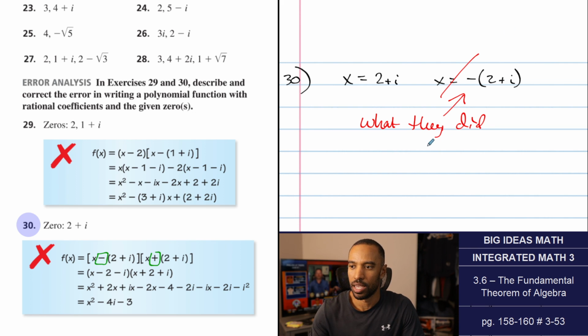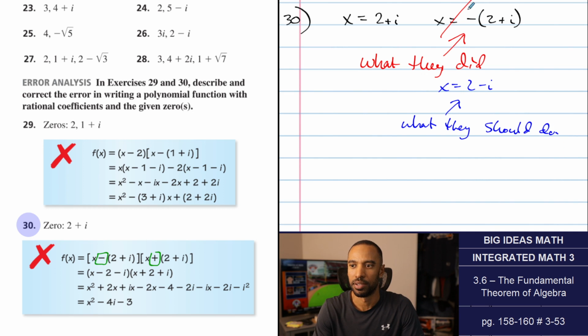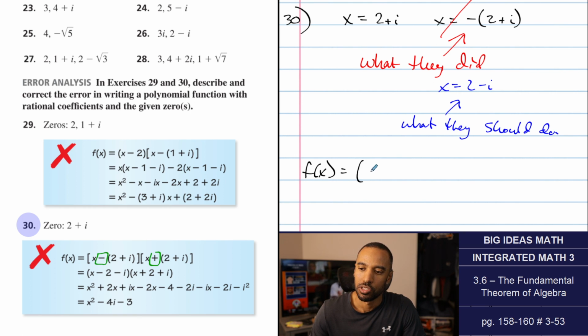What they should do is x equals 2 minus i. I know it's kind of strange, but it changes what you have in that sense, and because they had their system written out, I want to do it the same way. So x minus 2 plus i times not x plus 2 plus i, but x minus 2 minus i, which will change the result. I want you to see the difference here.